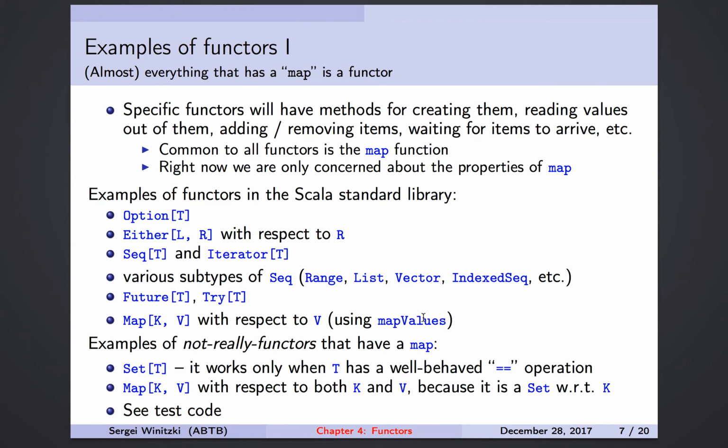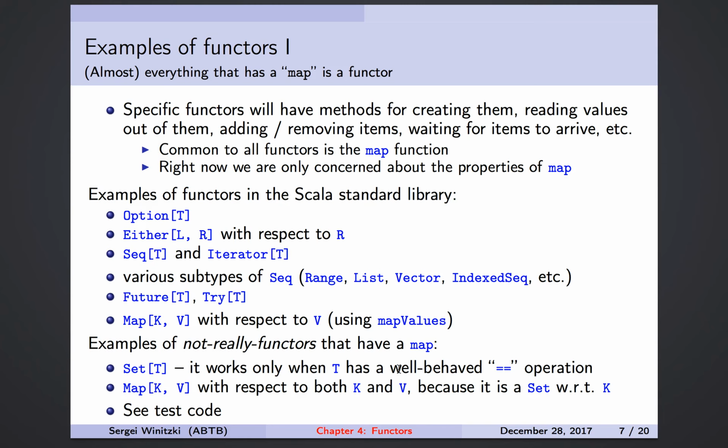It has a mapValues method, which is a good functor, but it also has a map method, which is the mapping with respect to both key and value, and it behaves like a set with respect to keys because it will not allow you to have duplicate keys, and that's the same problem as with the set.